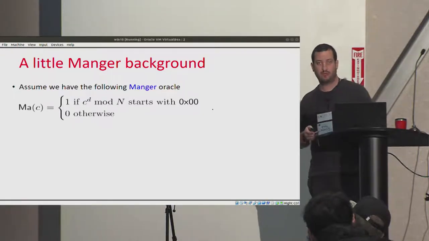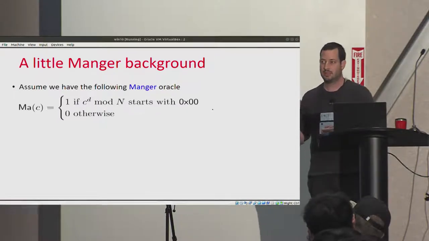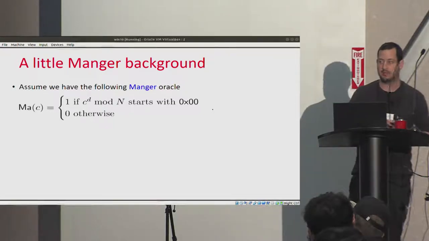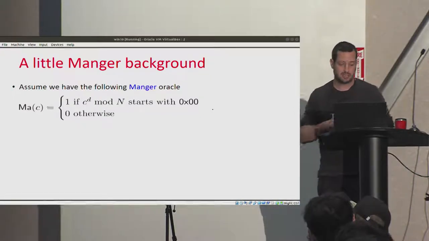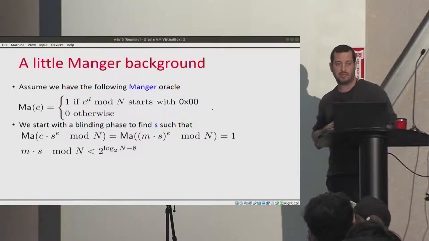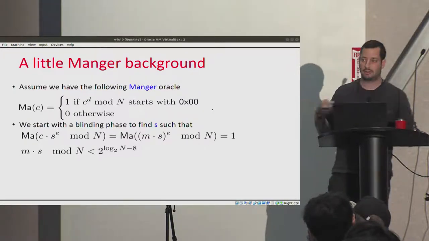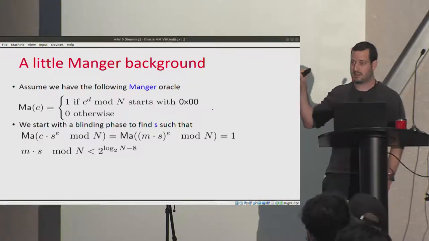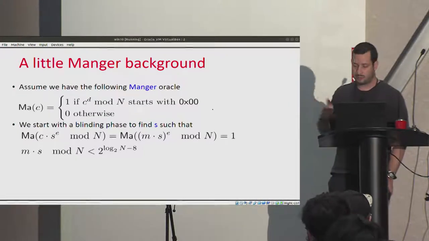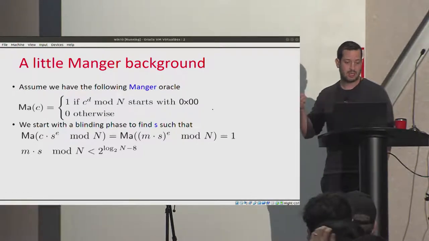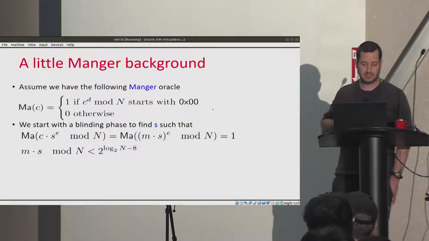And it's more powerful because the chance that we'll find such a ciphertext at random is 1/256, which is much better than the regular Bleichenbacher oracle that requires two bytes in order to succeed. So we start the attack with what we call the blinding phase. We simply generate random S values. We encrypt this S value and then multiply it to the ciphertext. Due to the malleability, the semi-homomorphic properties of RSA, the plaintext is simply M times S.